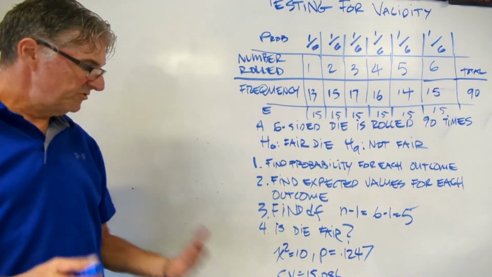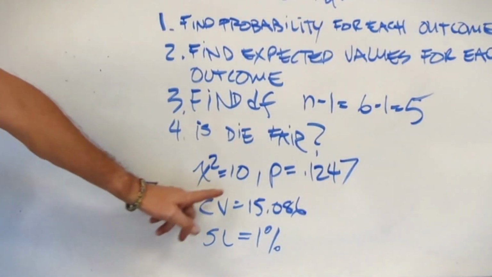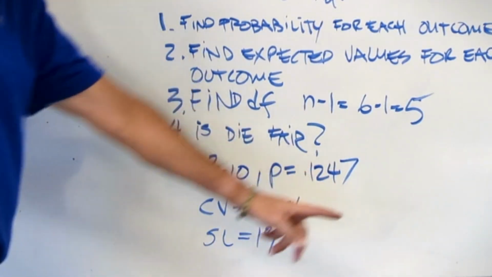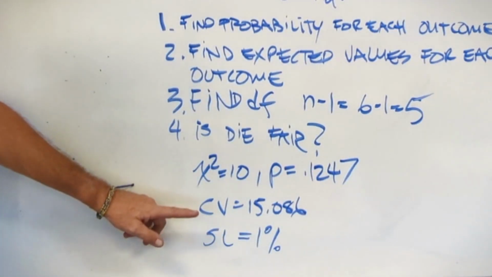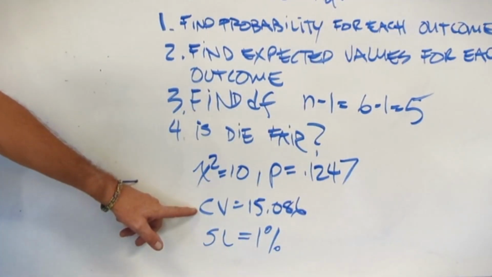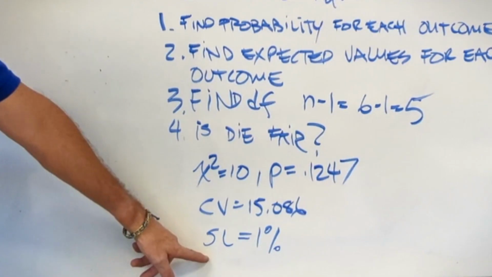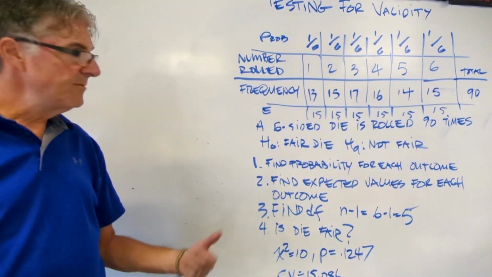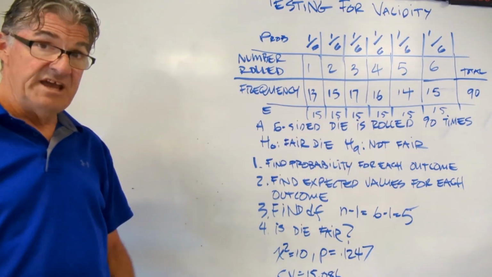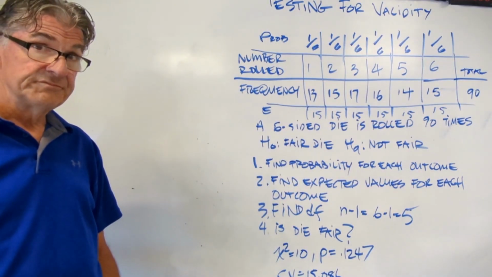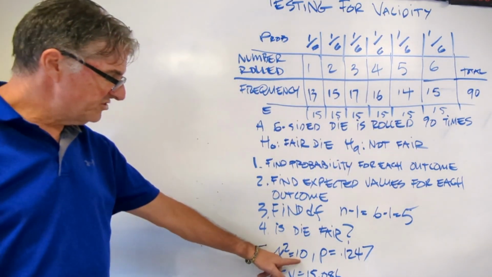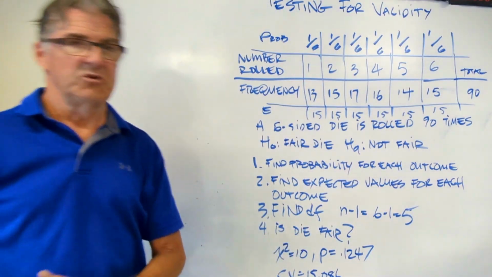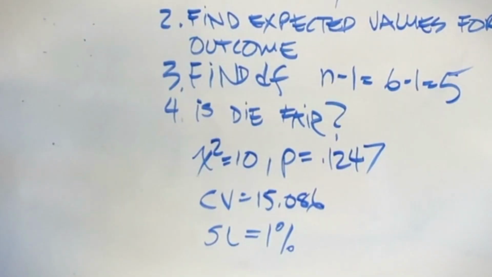Okay, here's what I get. I get a chi-square of 10, and I get a p-value of 0.1247. So the problem gives us a critical value of 15.086 and a significance level of 1%. So now evaluate that and tell me whether you can accept or reject H0. Okay, chi-square is less than critical value. We haven't exceeded it, so we can't reject H0.